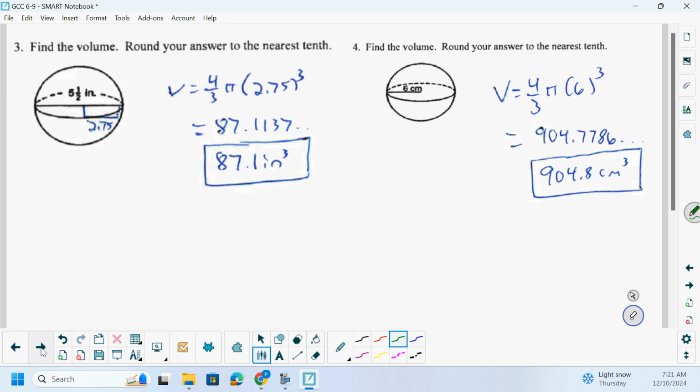For 3, we're working with volume now. So 5.5 is the diameter, divide it by 2 to get our radius. 4/3 pi r cubed is our volume formula. To the nearest tenth, we get 87.1 inches cubed. And then 4 is very similar, just filling into the formula, you got 904.8 centimeters cubed.